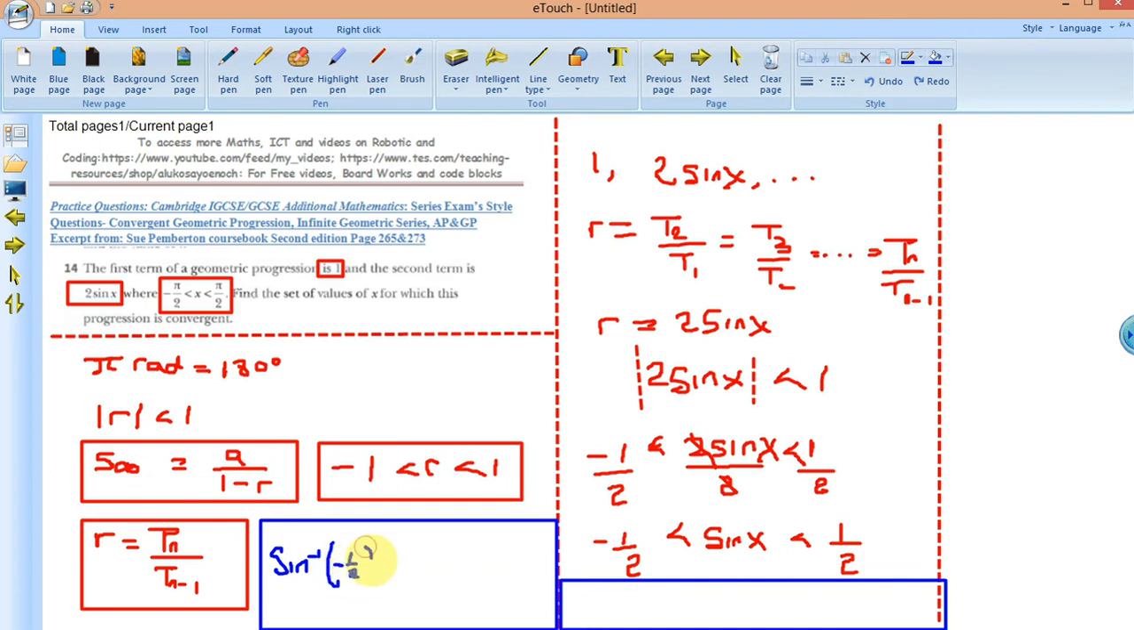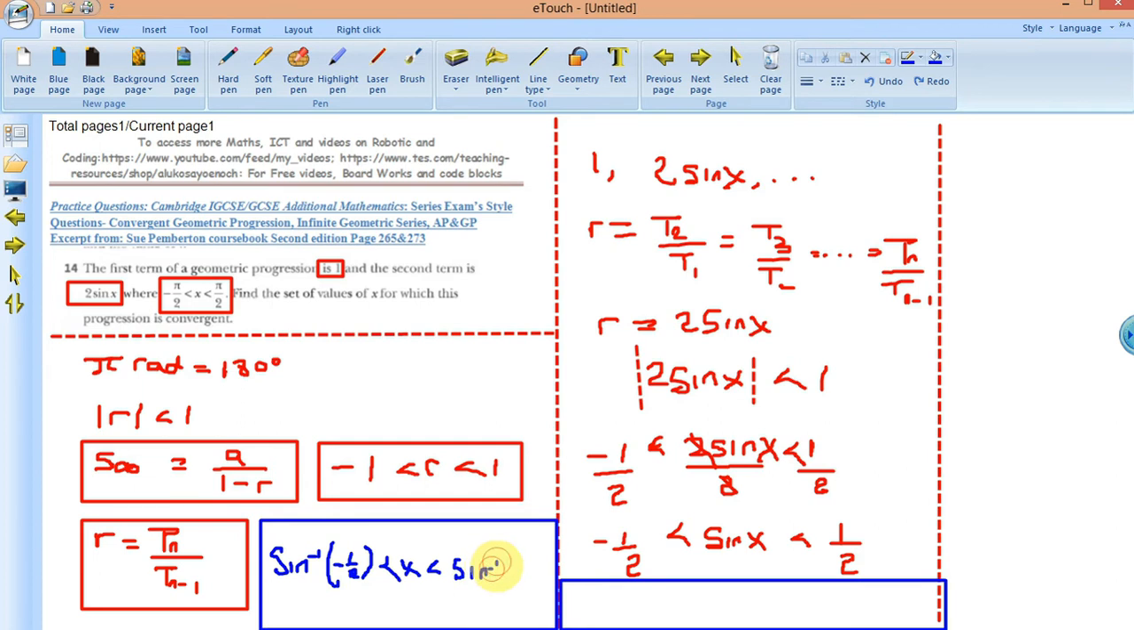This time around, guys, you need to convert your calculator from degree to rad, because we have arc sine of minus half. This is the domain, minus pi over 2, so the angle is in rad, not in degree. So arc sine of minus half is less than x, then less than arc sine of half.